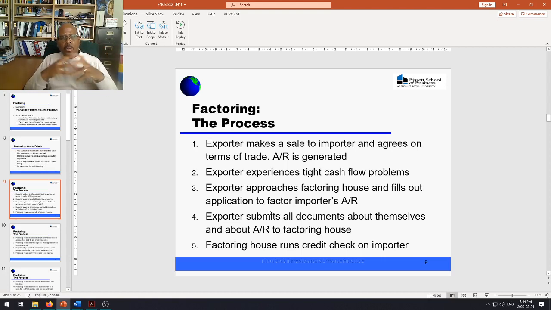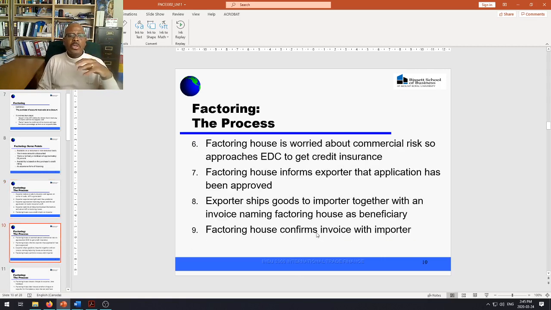Then the exporter potentially needs cash for some reason, and so the exporter approaches a factoring house and fills out an application to factor their accounts receivables of the importer. The exporter submits all the documents, and the factoring house, of course, will do their due diligence on the importer. And as long as the importer is solid, the factoring house will provide financing.